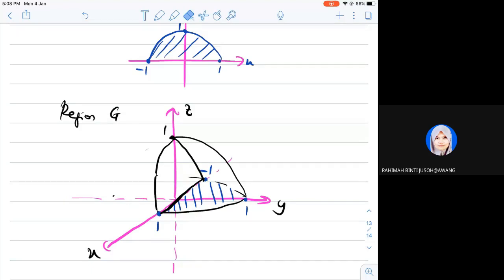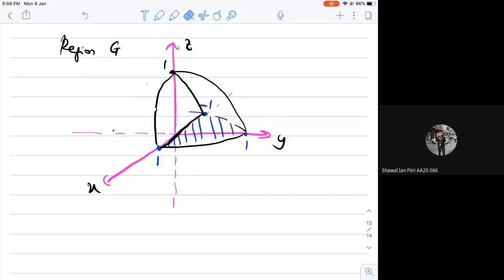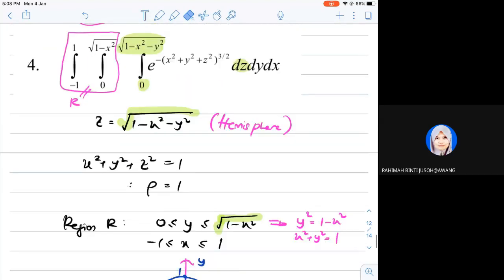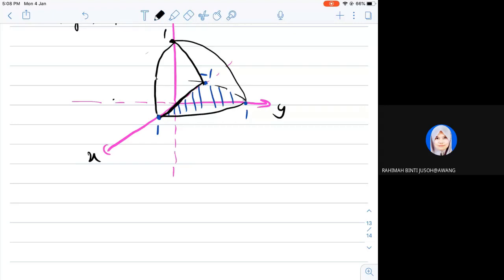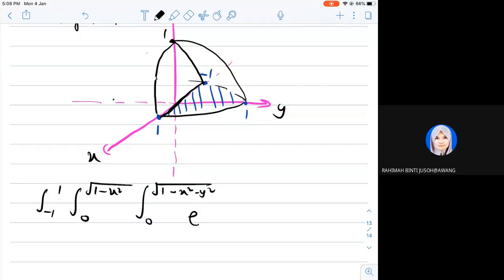Understand guys? Understand. Okay. So jom kita convert daripada rectangular to spherical. We have apa tadi? Negative 1 until 1. 0 until square root of 1 minus x squared. 0 until square root of 1 minus x squared minus y squared. Exponent negative x squared plus y squared plus z squared to the power of 3 over 2. And then dz dy dx.